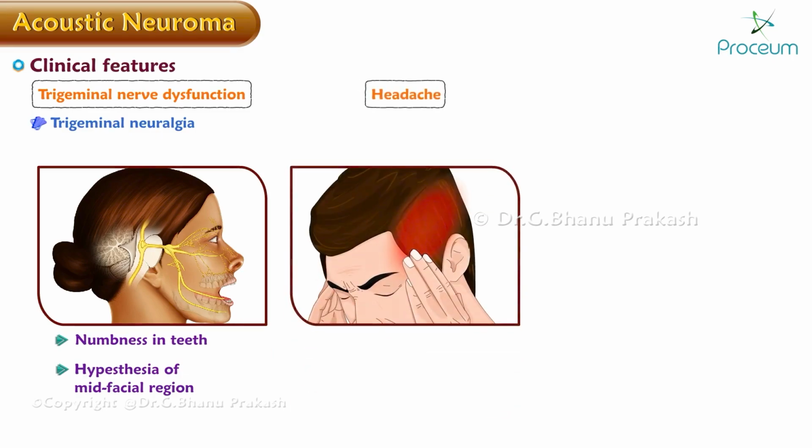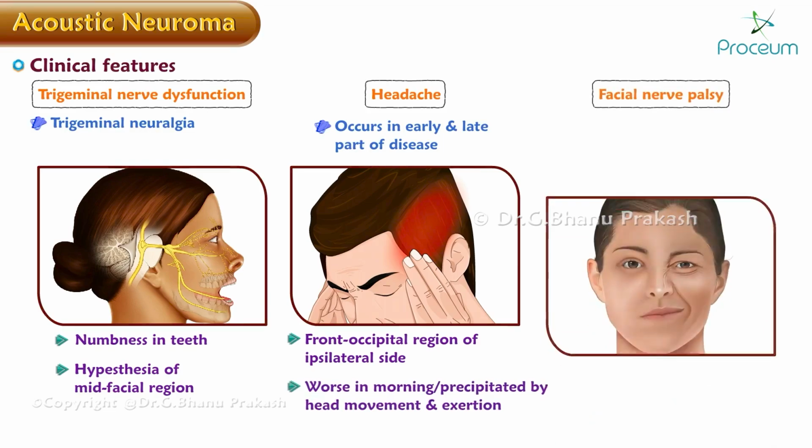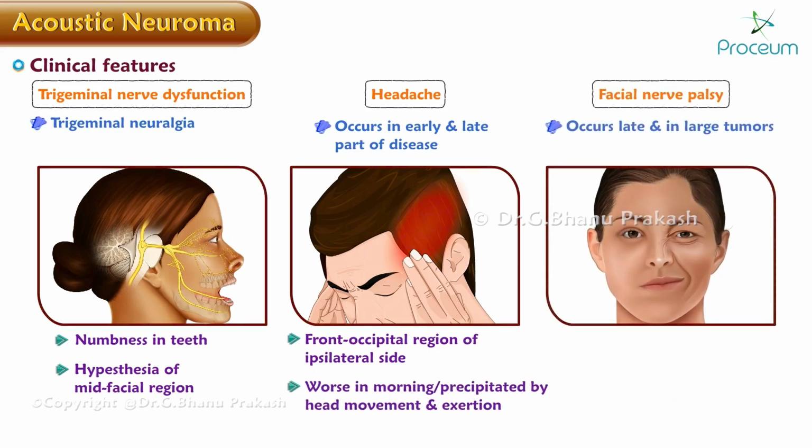Headache. This occurs in the early and late part of the disease. Headache is seen in the frontooccipital region of the ipsilateral side, worse in the morning or precipitated by head movement and exertion. Facial nerve palsy. Occurs late and in large tumors.